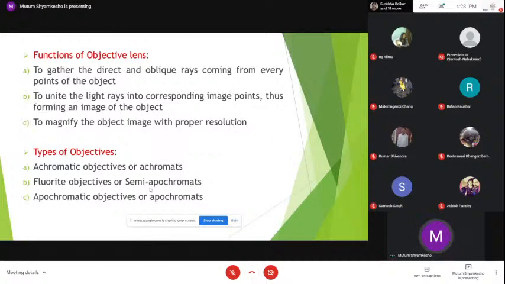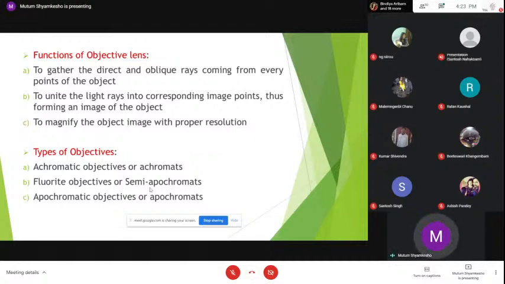suitable for use in fluorescence microscopy, because they usually have some fluorescence in the lenses itself. Then the third type of objective is the apochromatic objectives, or the apochromates.